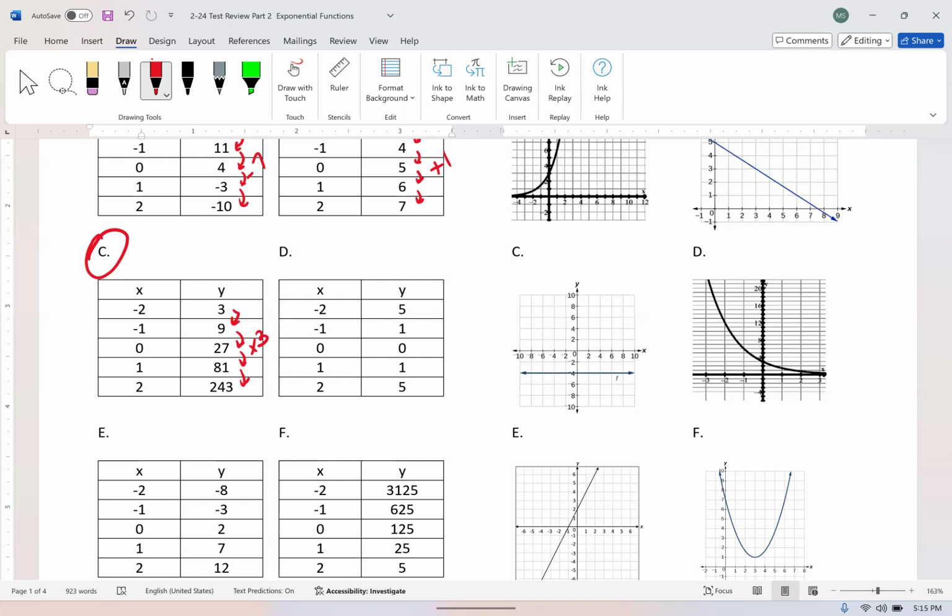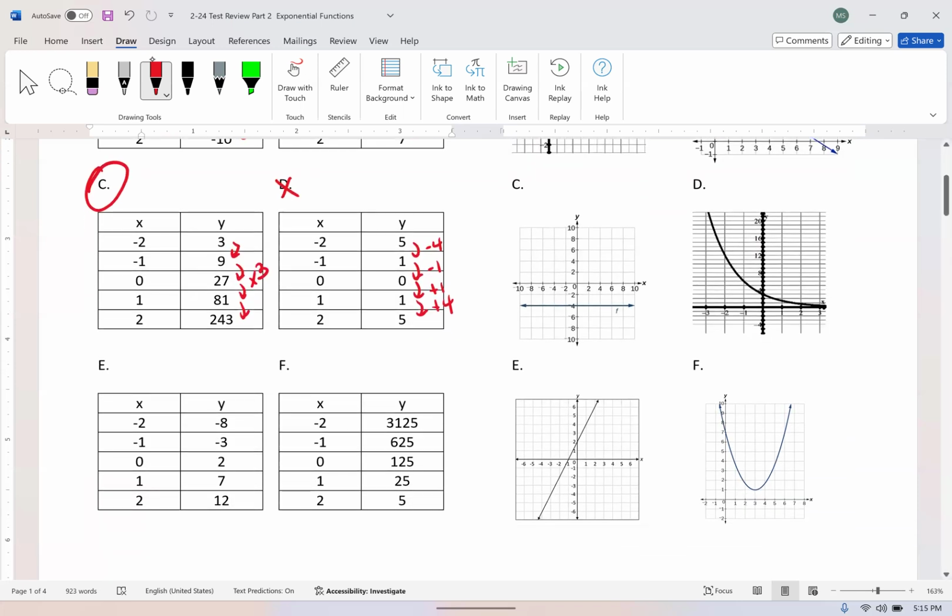And let's look at this one. This one's kind of weird. Down 4, down 1, but then up 1, and then up 4. So this is not an exponential relationship because we are not multiplying or dividing by the same number every time. We are not even adding or subtracting by the same number every time. That we will learn later on is a quadratic relationship.